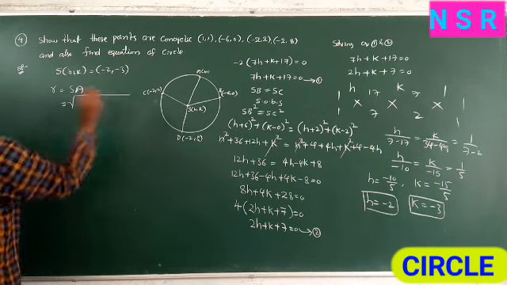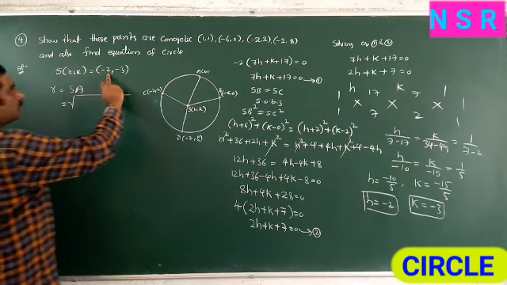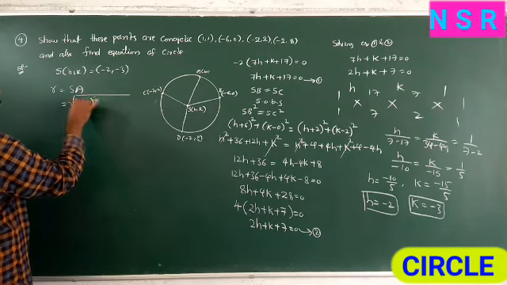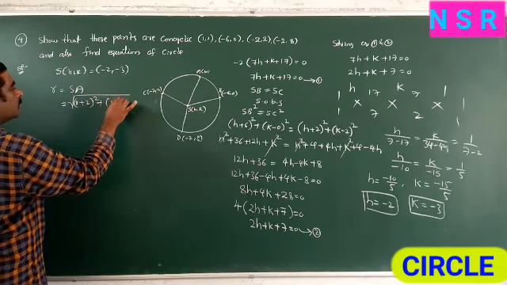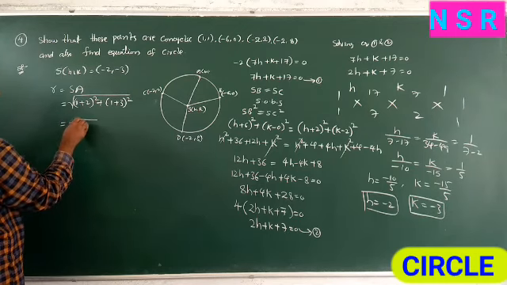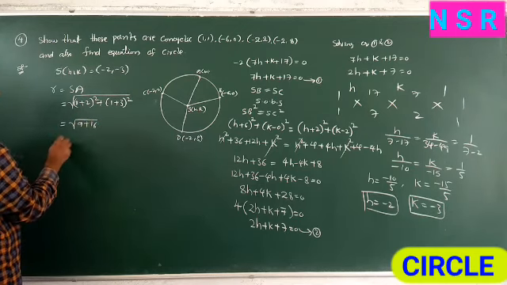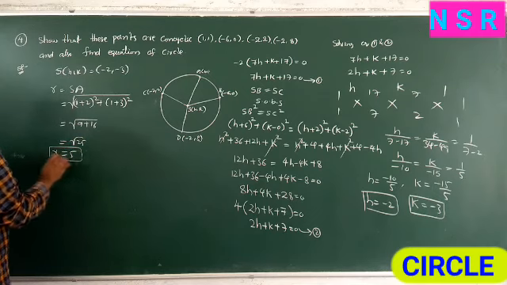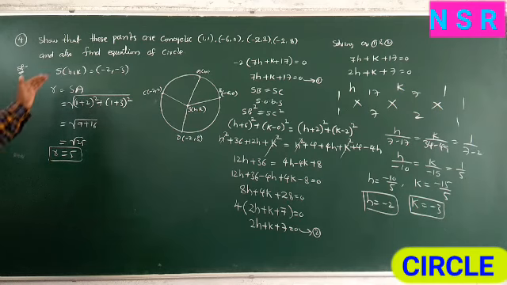Now apply the distance formula: 1 minus of minus 2 plus 2 square, 1 minus of minus 3 plus 3 square. 1 plus 2 is 3, square 9; 1 plus 3 is 4, square 16. So root 25 equal to 5. So we get the center and radius.